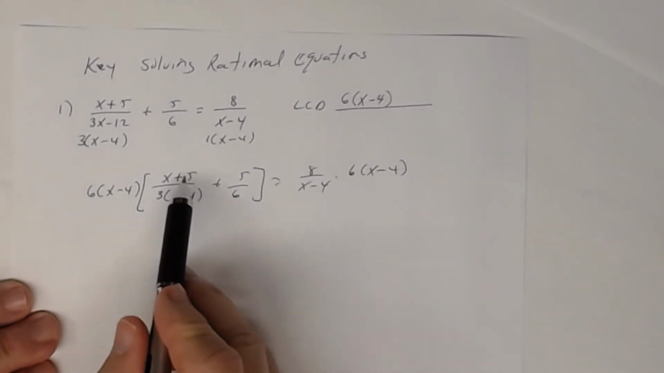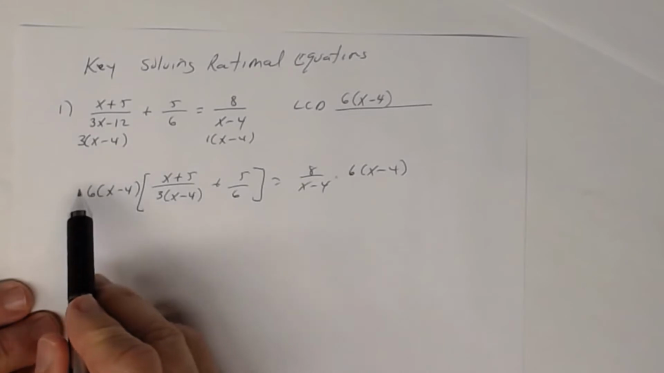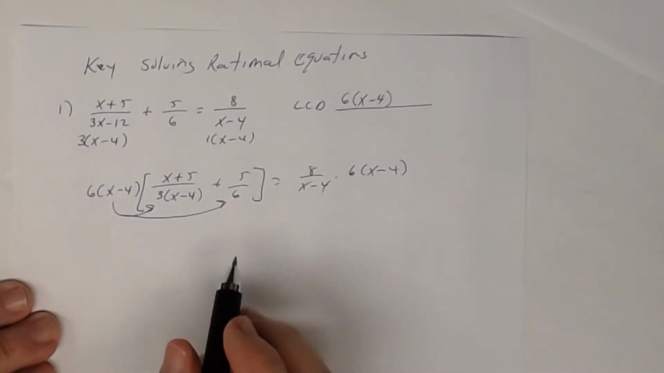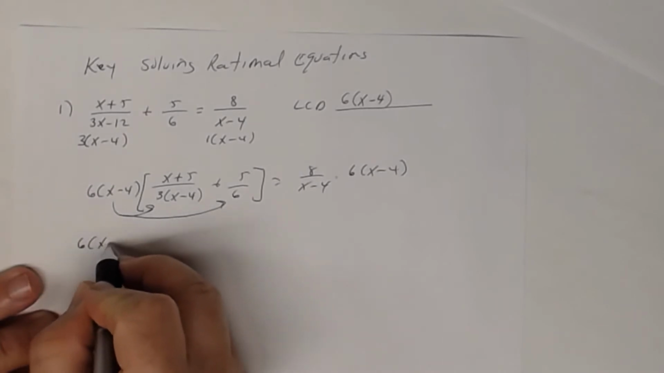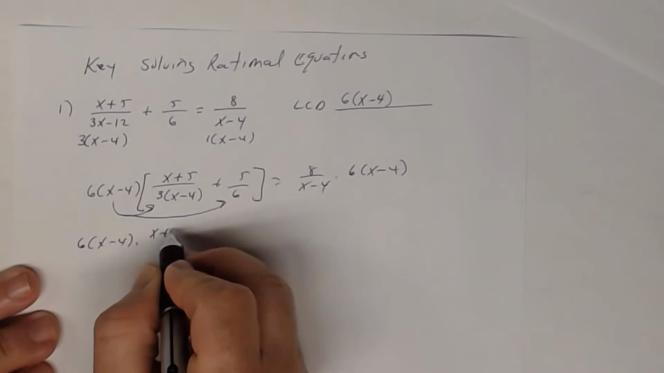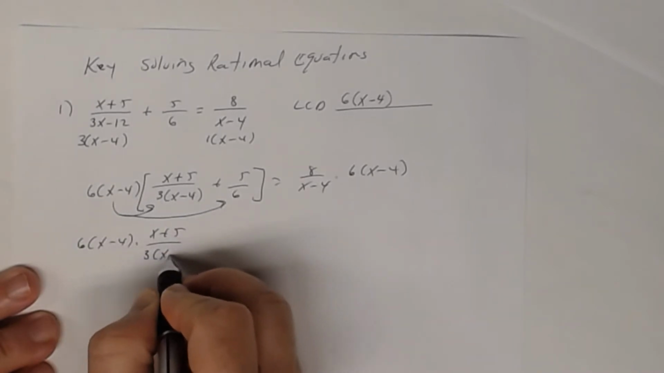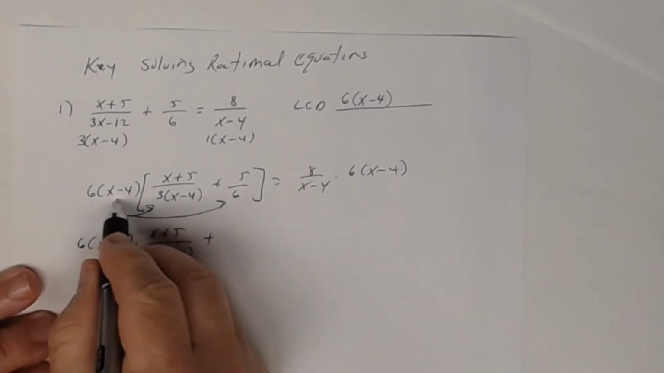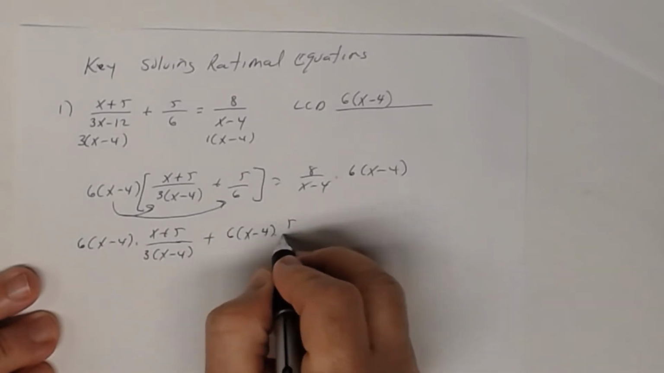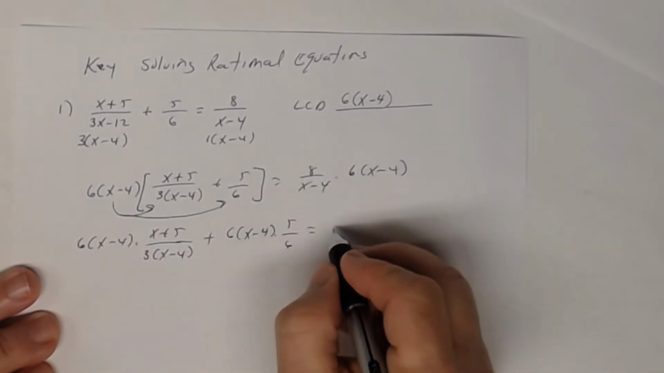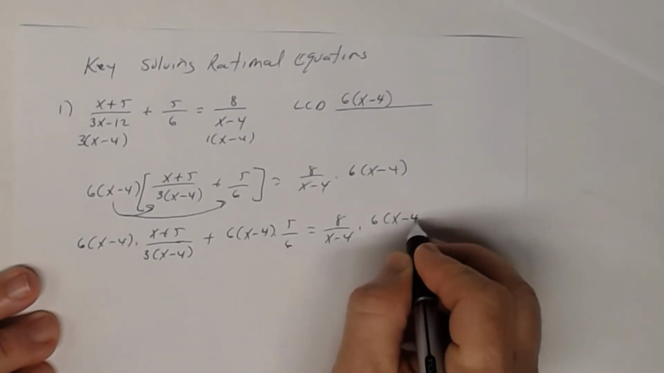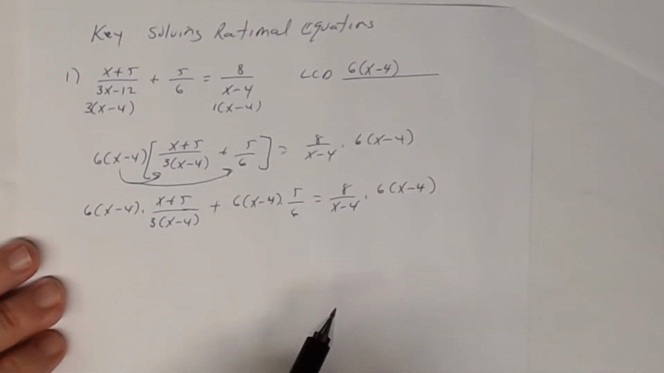So you see you have those two rational expressions that are being multiplied by that least common denominator. So that's that distributive property. So I get 6 times x minus 4 times that first rational expression, x plus 5, divided by 3 times x minus 4, plus, and then the LCD, which is 6 times x minus 4, times 5 divided by 6, equal, and over here I get 8 divided by x minus 4 times the least common denominator. And now what you're going to do is reduce.